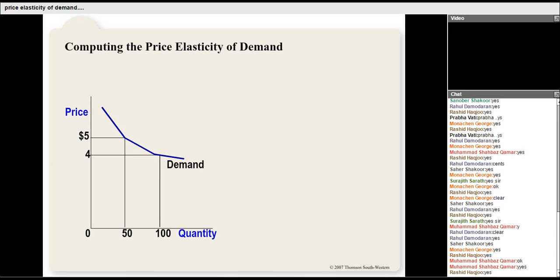It means what has happened? The quantity demanded has gone down by 50% while the price has gone up 25%. You got it? It means this is very elastic. In elastic demand, you will get a curve like this. Now, okay, let's go to the next one.